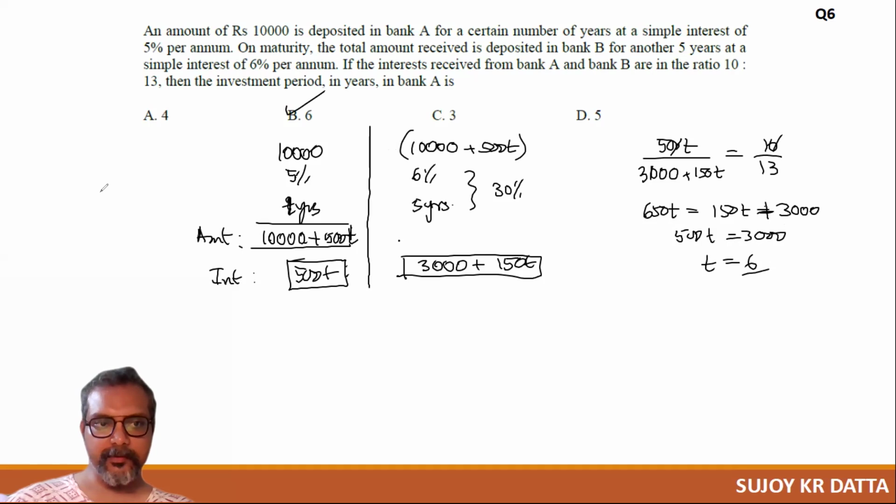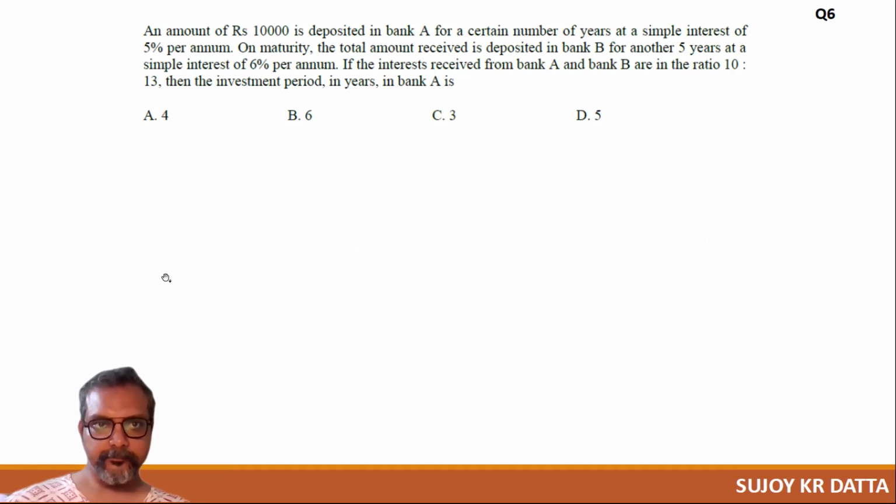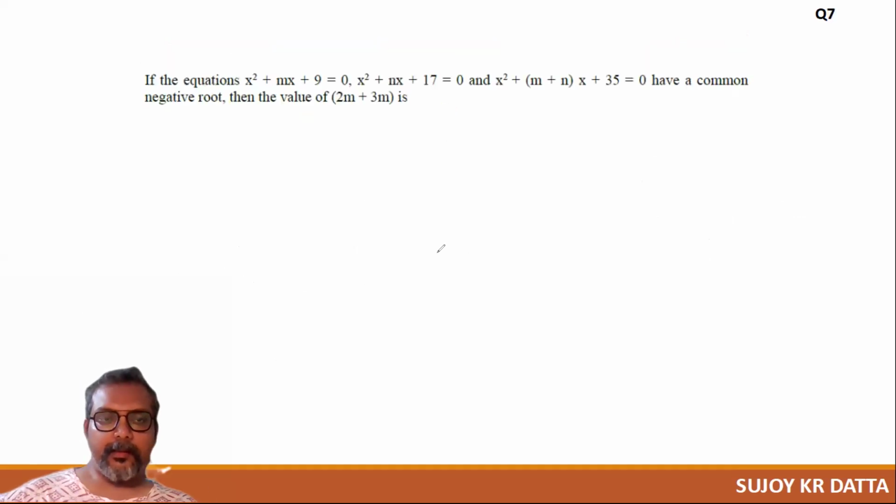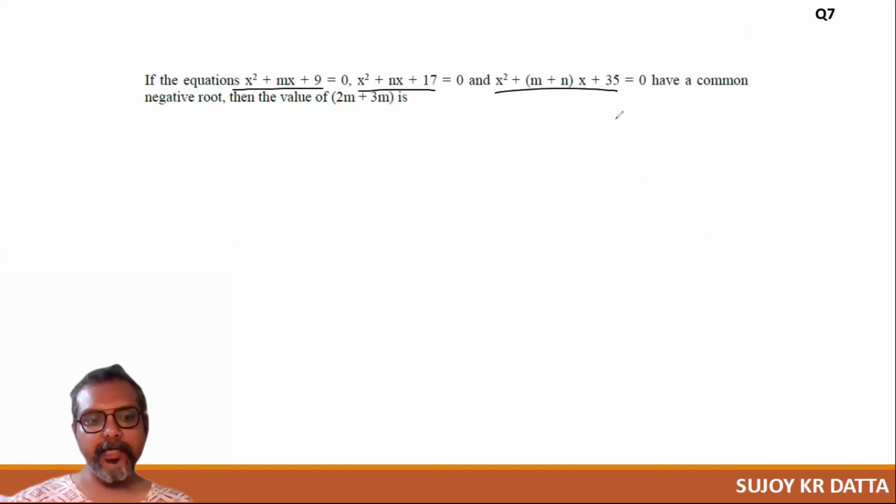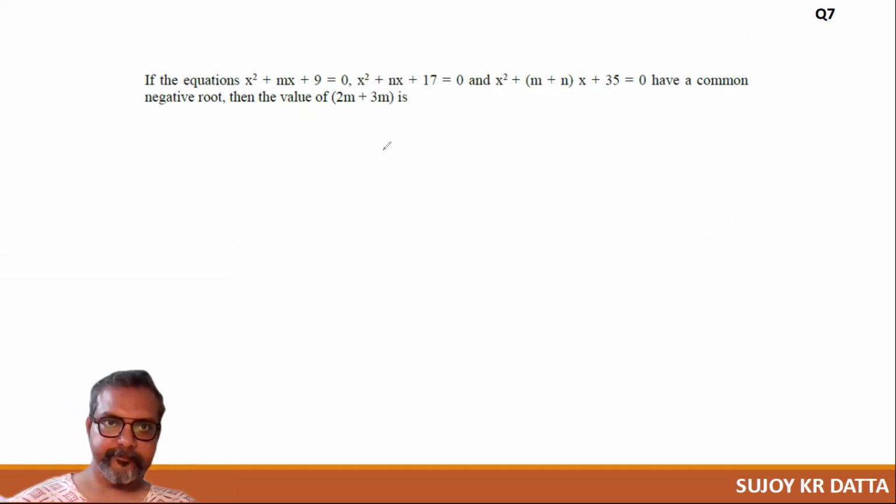Okay, let's go to the next question. So here it says this equation and this equation have a common negative root. So there is a common root. You have to figure out the value of 2m plus 3n.